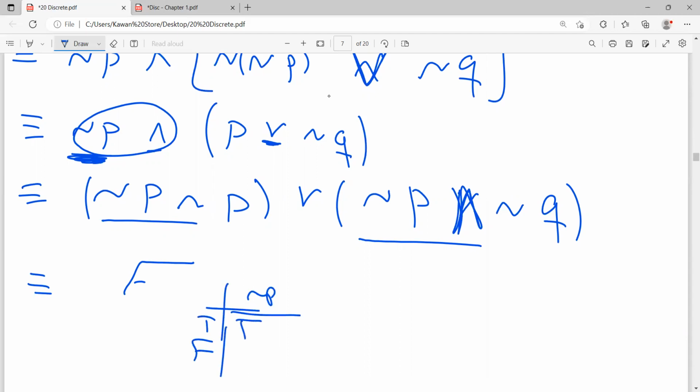Negation P is false, true. And between this one will be false, false. So I'll get a contradiction. Thank you. What else?